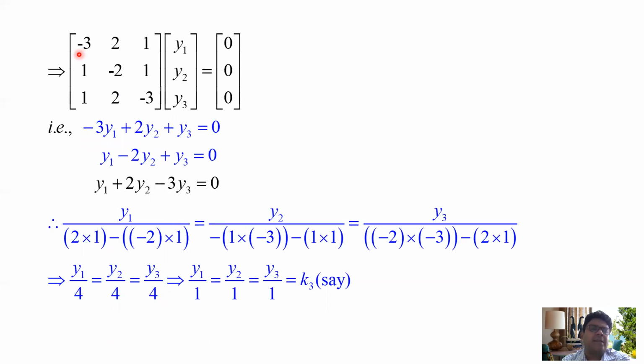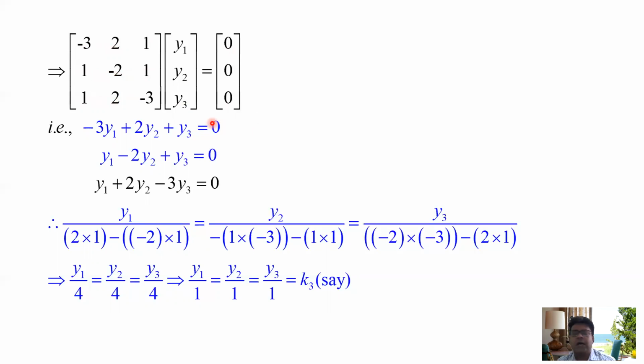Now what do we have? The matrix with entries minus 3, 2, 1, 1, minus 2, 1, 1, 2, minus 3, times y1, y2, y3. Now, what if we simplify what we have from the first row? Minus 3y1 plus 2y2 plus y3 equal to 0. From the second, y1 minus 2y2 plus y3 equal to 0. And y1 plus 2y2 minus 3y3 is equal to 0.